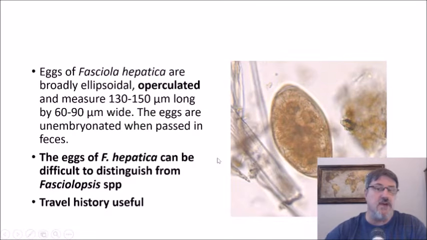The eggs of Fasciola hepatica are broadly ellipsoidal, operculated, and here you can see the operculum. It's like a little lid. And they measure about 130 to 150 microns long and 60 to 90 microns wide. The eggs are unembryonated when passed in the feces. Diagnostically, they're very difficult to distinguish from the related Fasciolopsis species. So a travel history is very useful.